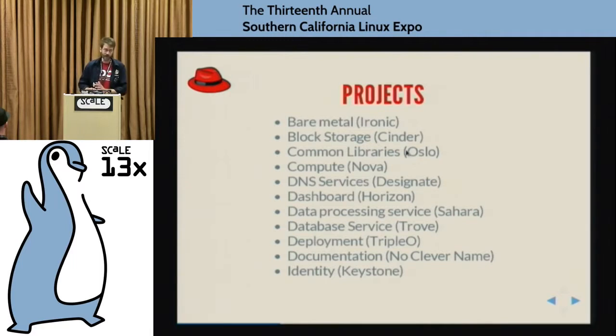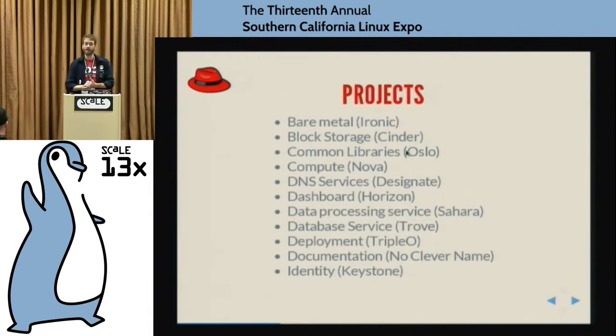Trove is another one that allows you to do database pooling, and that can have PostgreSQL or MySQL behind it, and allows you to provide database as a service to your VMs. That's another one that's fairly new but incredibly fast moving.